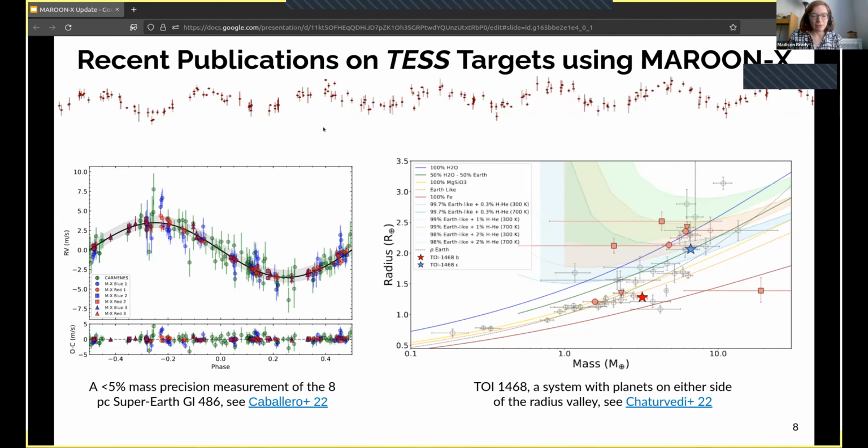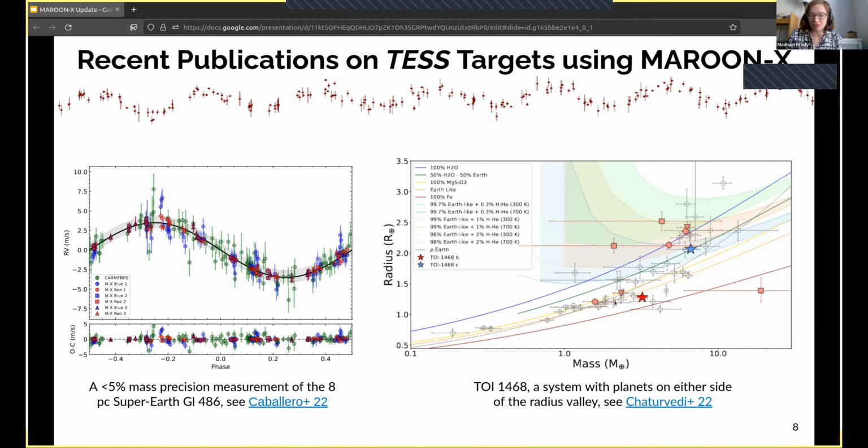Just to move on and discuss some of the other most recent publications using MAROON-X data, we have contributed a lot of data to various papers characterizing various TESS planets, frequently in combination with other instruments like CARMENES. This plot on the left is from a paper that used CARMENES and MAROON-X data to achieve a less than 5% mass error measurement of Gliese 486b.